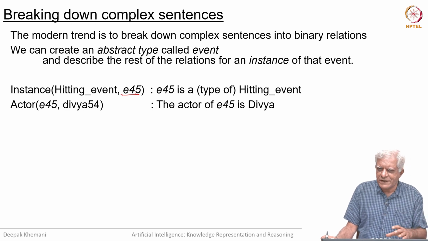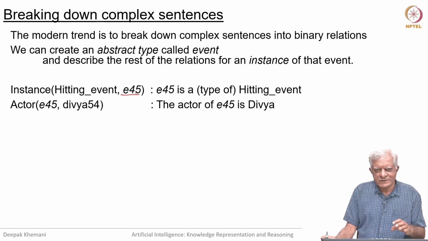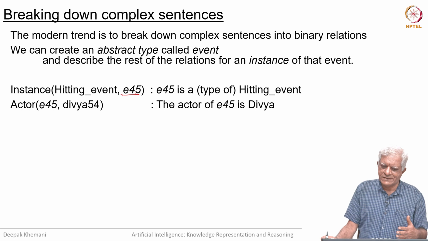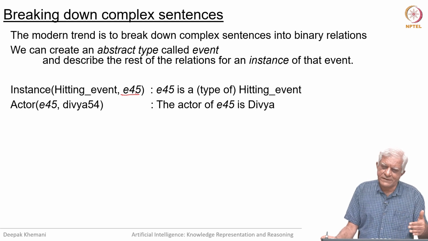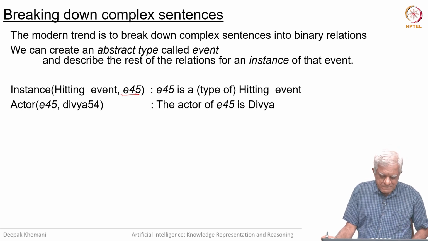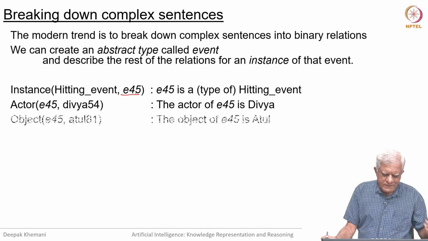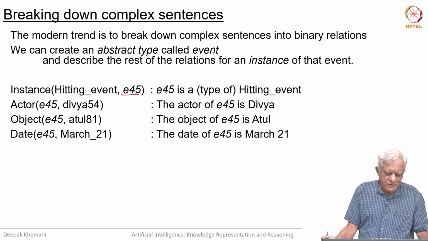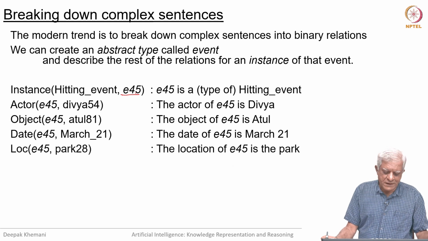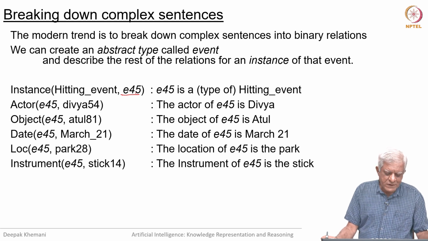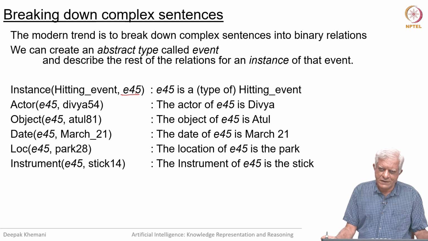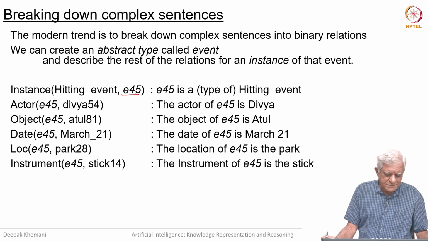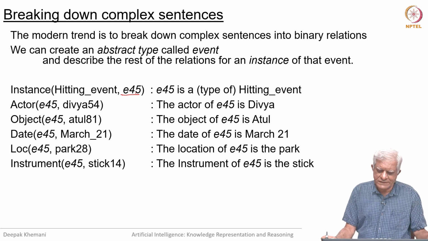So, you see that we are trying to bring in something which was like case markers. We are trying to make the semantic relations explicit, so that this is the actor and so on. Then we can state other statements. The object of E45 was Atul. The date of E45 was March 21. The location of E45 was Park 28, and the instrument of E45 was a stick.